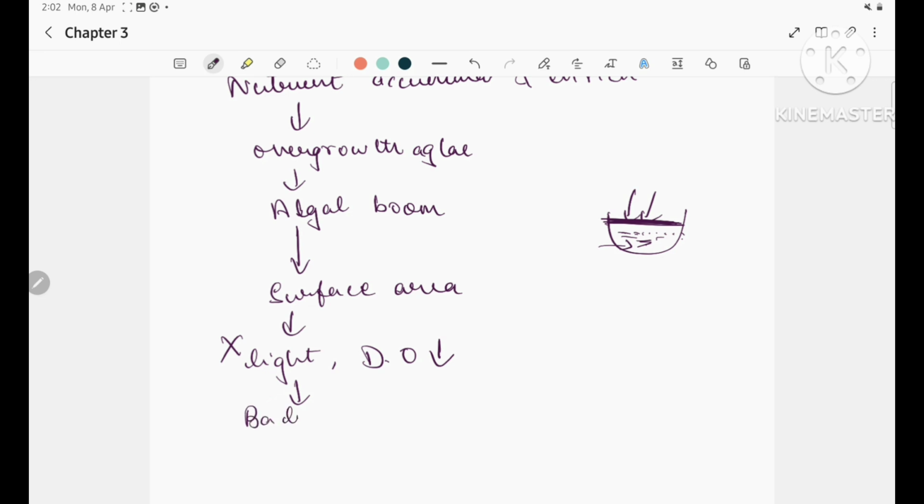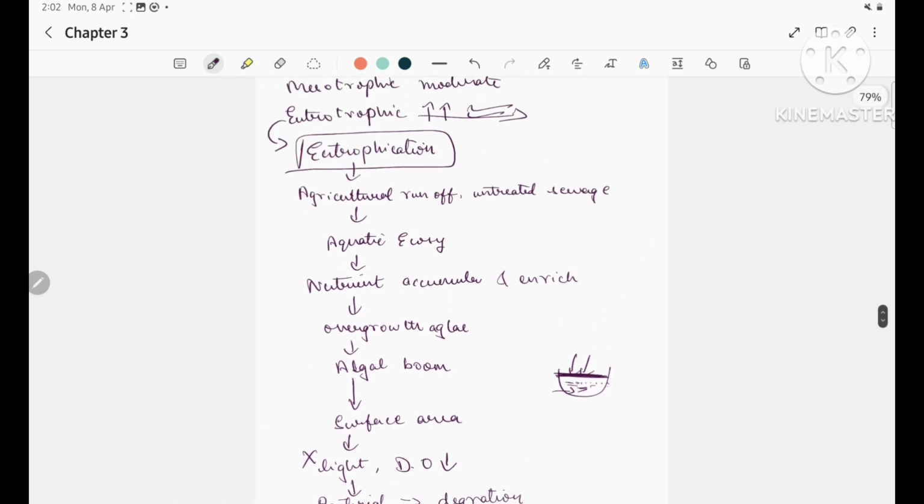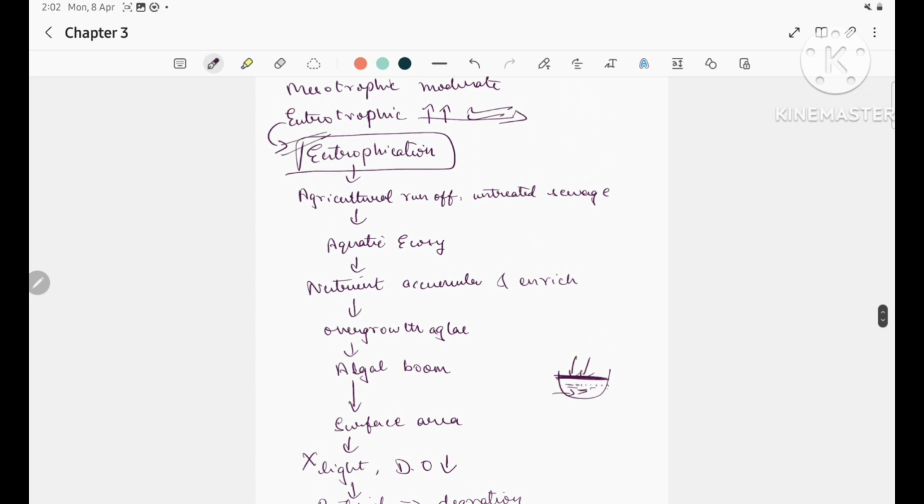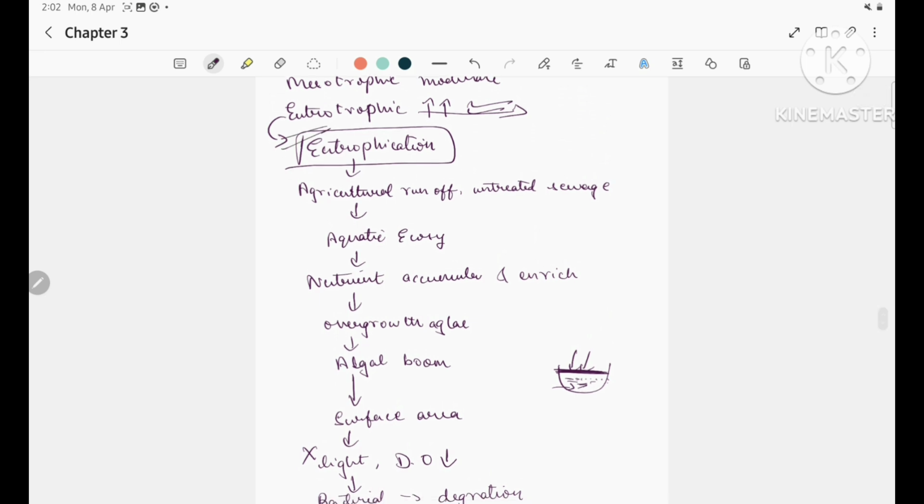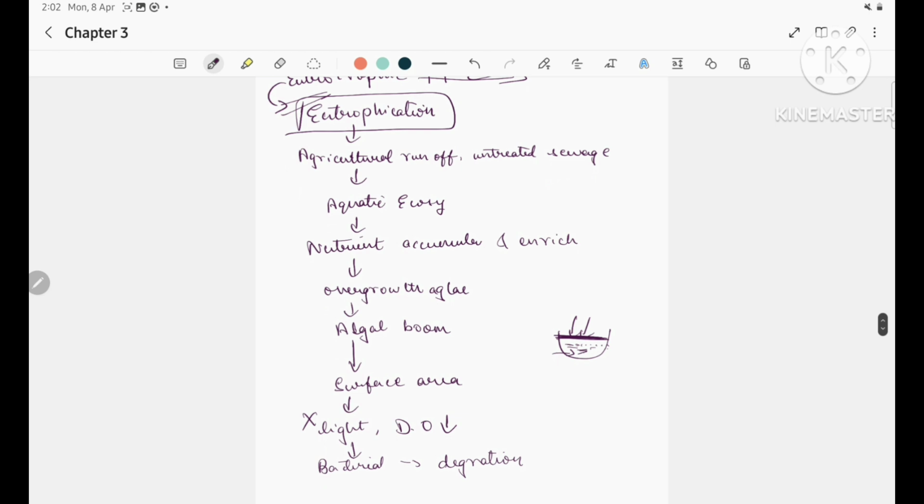bacterial growth and degradation of the aquatic ecosystem. So eutrophication is how it happens. This has been very common nowadays, and that is why the water bodies are getting decomposed or unfit for human use. So there are many policies and mitigation measures for curbing this eutrophication.